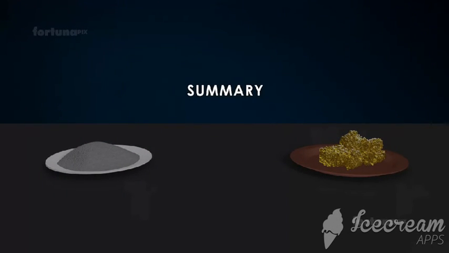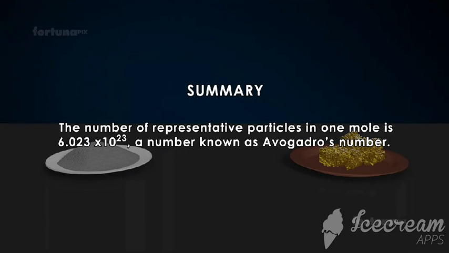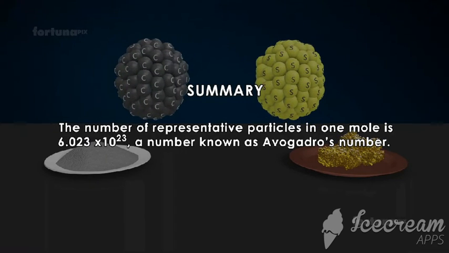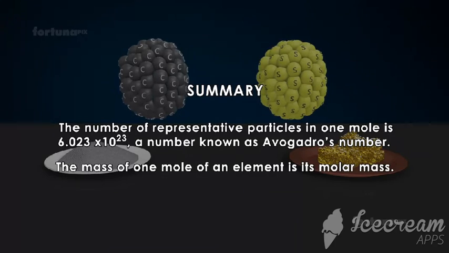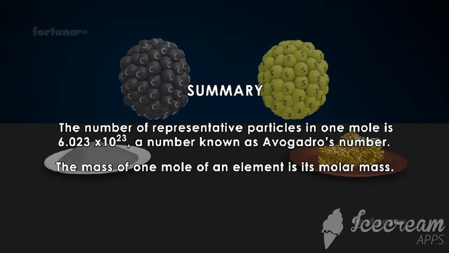Summary: the number of representative particles in 1 mole is 6.023 × 10^23, a number known as Avogadro's number. The mass of 1 mole of an element is its molar mass.